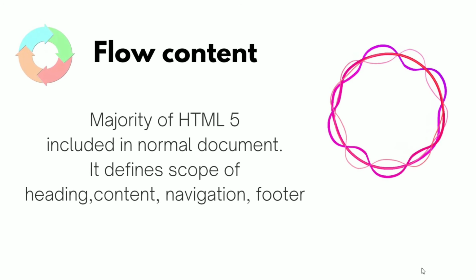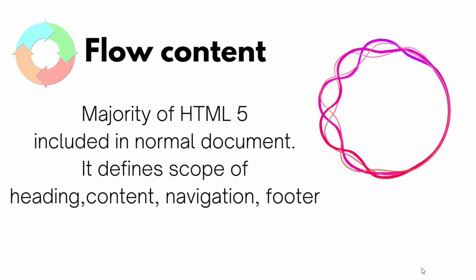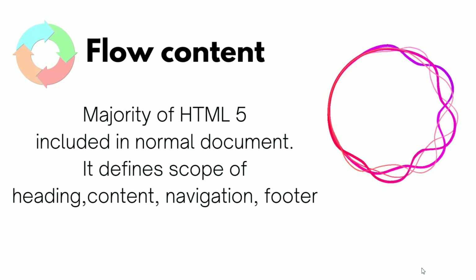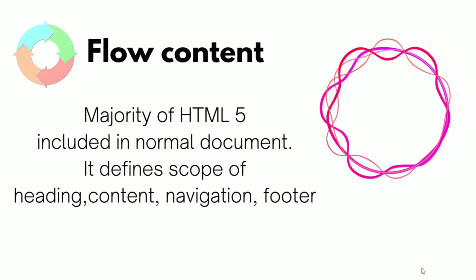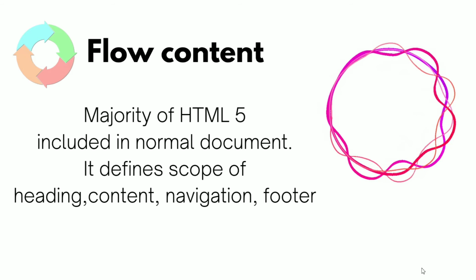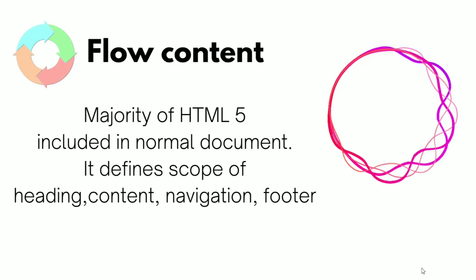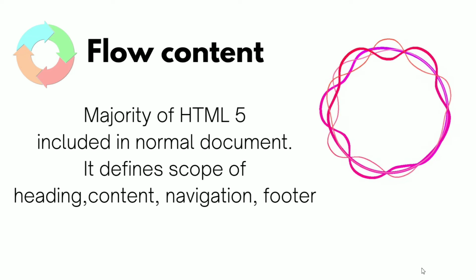And the content model is divided into two formats. One is flow content, the second is sectioning content. Flow content is where the majority of HTML5 is included in the normal document, whereas in sectioning content, the scope of the heading and content, navigation, and footer are present.